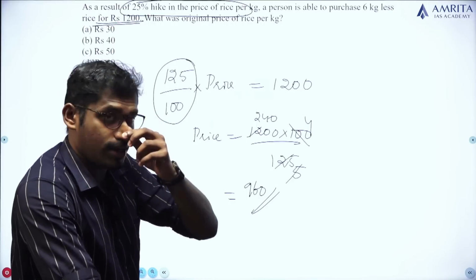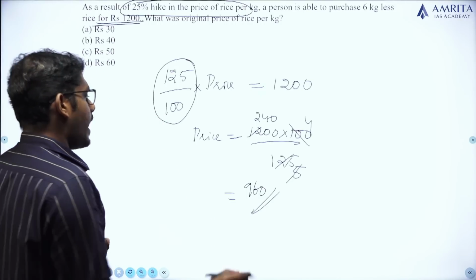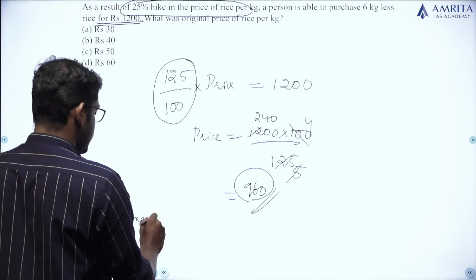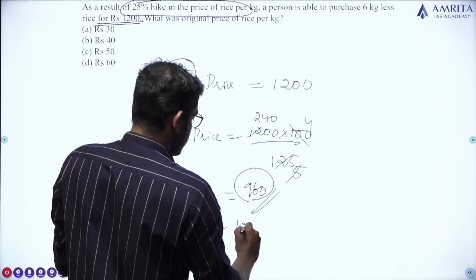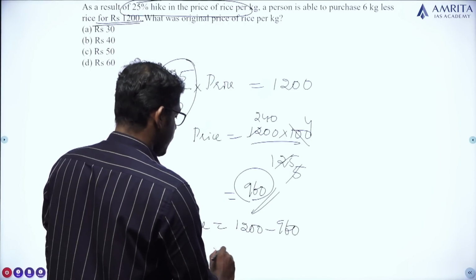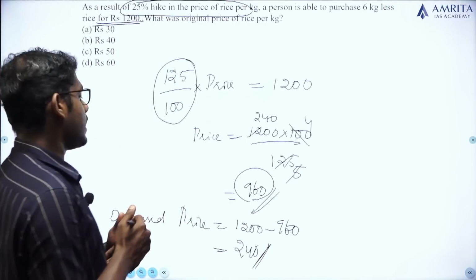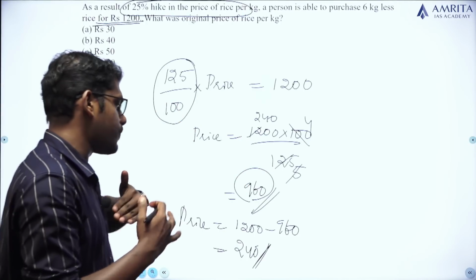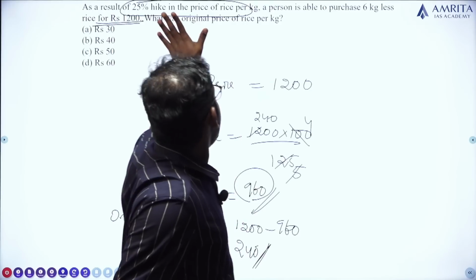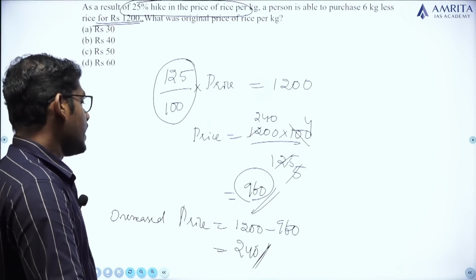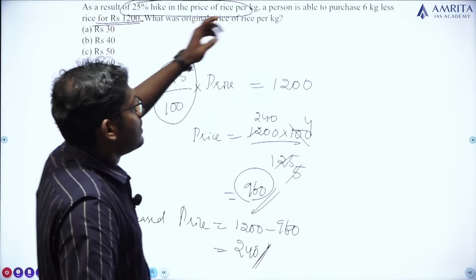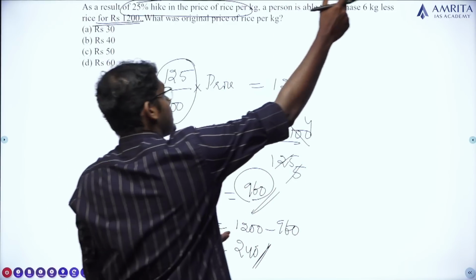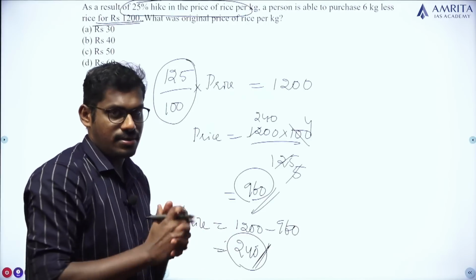But the current price is 1,200. Clear? Okay. The actual price is 960, but the current price is 1,200. So the increased price is equal to 1,200 minus 960, which is 240. There is an excess, a person has to pay 240 rupees additionally since there is an increase in the price. For the actual 1,200, the person can buy 6 kilogram additionally.